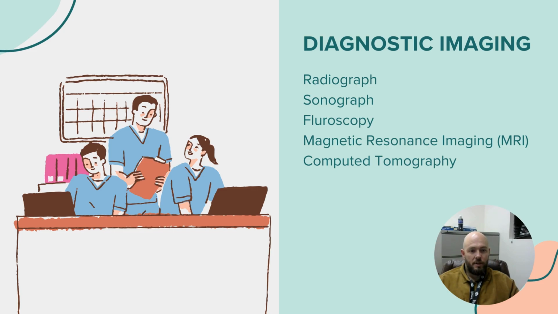Fluoroscopy is similar to an x-ray, but it shows moving parts. It gives a live image. So they're basically shooting an x-ray, but looking at a live image on a screen. If someone's getting a heart cath, they'll put dye in their body and use a fluoroscopy machine to look at x-rays and see how that dye travels through the body up to the heart. It's similar to an x-ray, but it's a live image.